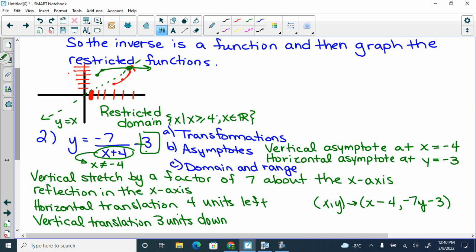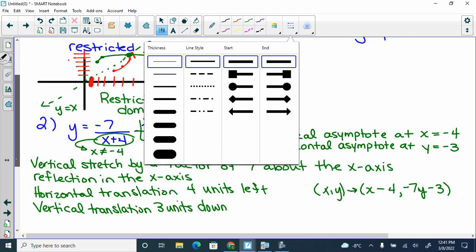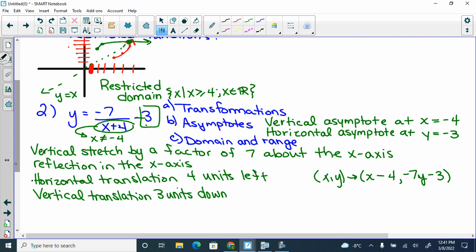If you can get those really easily, your domain and range is really easy, because your domain just can't equal that, and your range just can't equal that, right? So if you can get your asymptotes, your domain and range is easy. So I'll have my domain and range down here. My domain is going to be just not equal to negative 4. So x, such that x cannot equal negative 4.